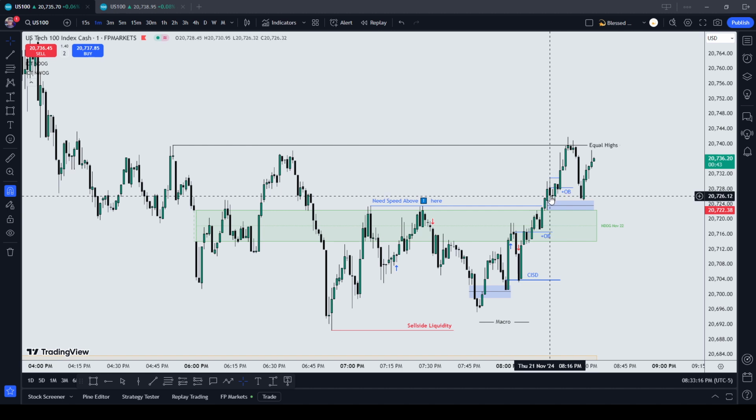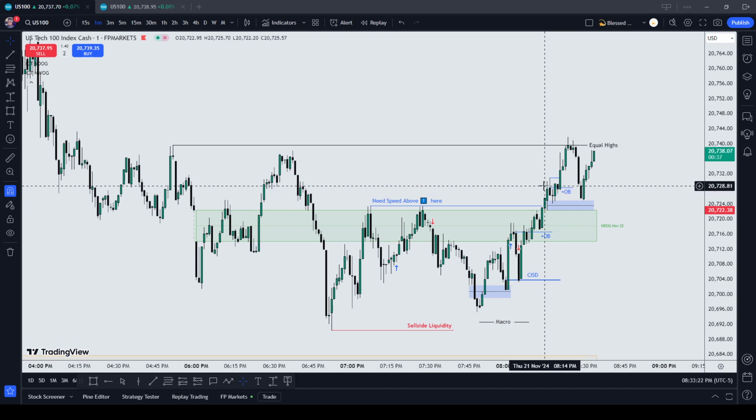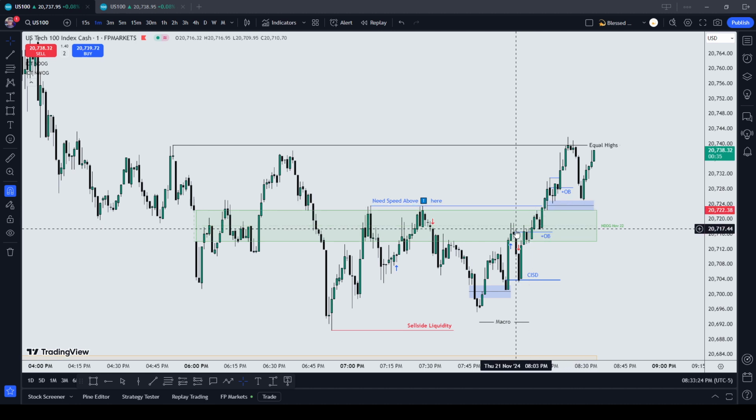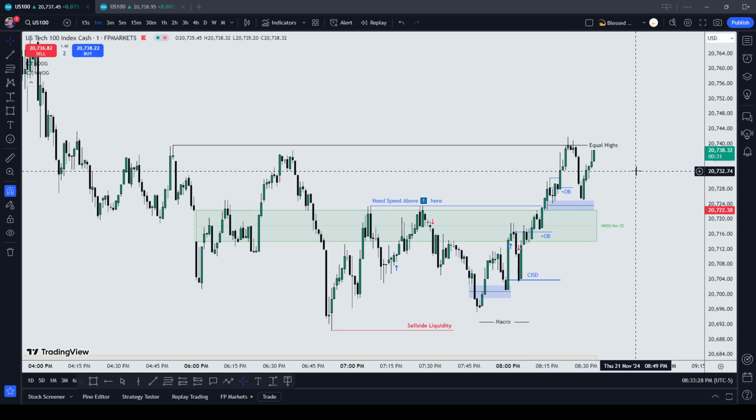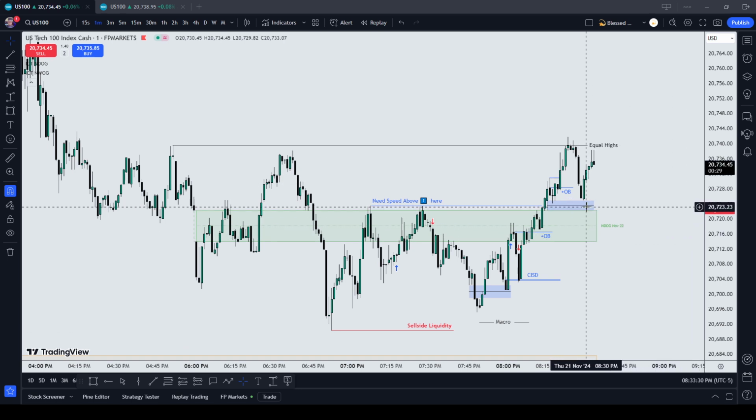You can see while I was doing the recording of this tape reading right here, I was saying I would like to see what the wick of this candle right here does. You can see the annotations here. So this wick, let me just bring it out. Yeah, the wick of this candle here.